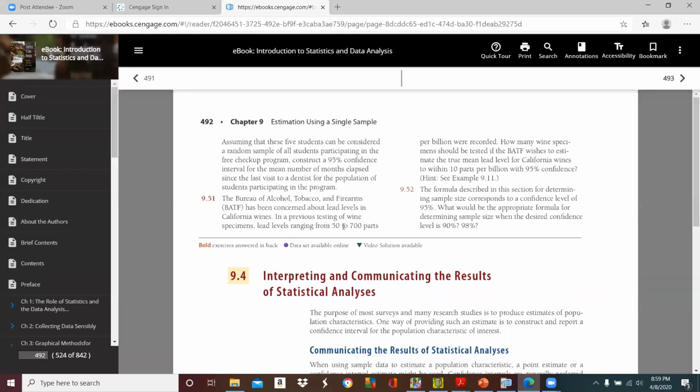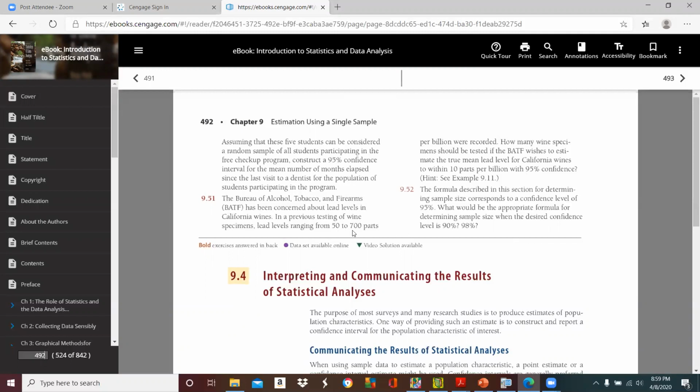The Bureau of Alcohol, Tobacco, and Firearms has been concerned about lead levels in California wines. In a previous testing of wine specimens, this is a previous study, lead levels range from 50 to 700 parts per billion. How many wine specimens should be tested if the Bureau of Alcohol, Tobacco, and Firearms wishes to estimate the true mean lead level for California wines to within 10 parts per billion? That is our margin of error. With 95% confidence, that's our confidence level.